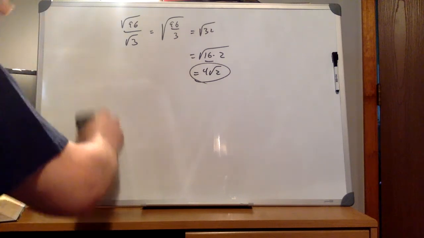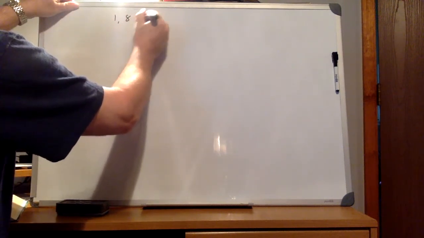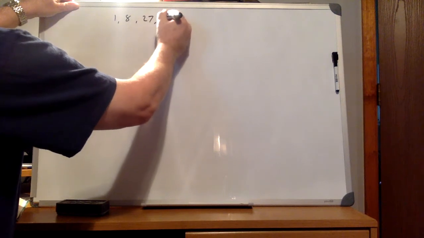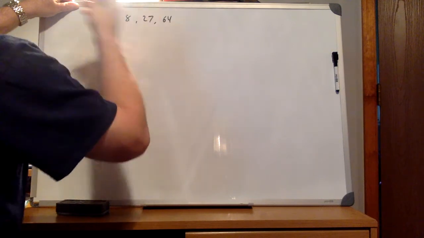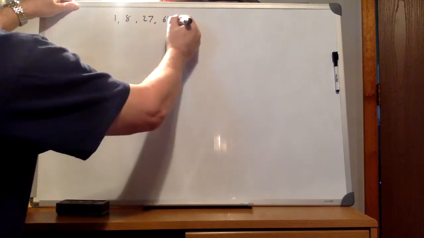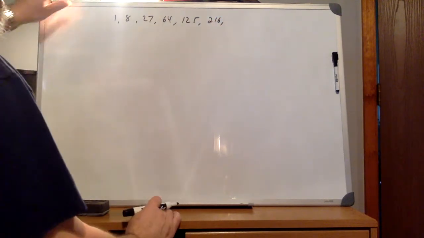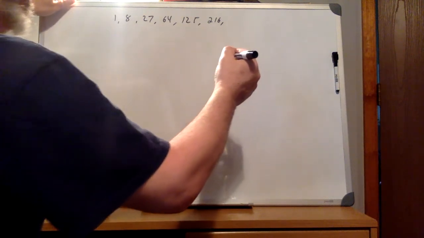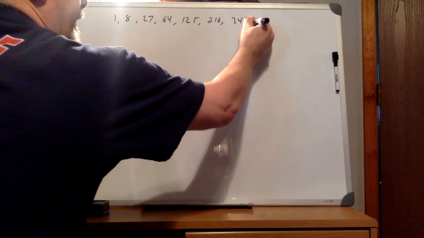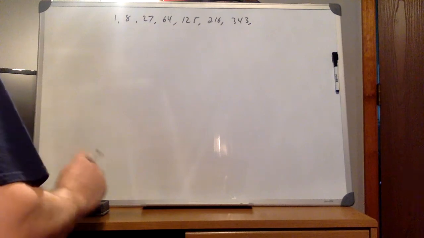All right, now let's go to higher roots. Let's say I write down some perfect cubes. 1 cubed is 1, 2 cubed is 8, 3 cubed is 27, 4 cubed is 64, 5 cubed is 125, 6 cubed is 216, 7 cubed, 7 times 7 is 49, 49 times 7 is 343, and so on, right? So there's some perfect cubes, and you can just keep going if you'd like, because of time I'm not.